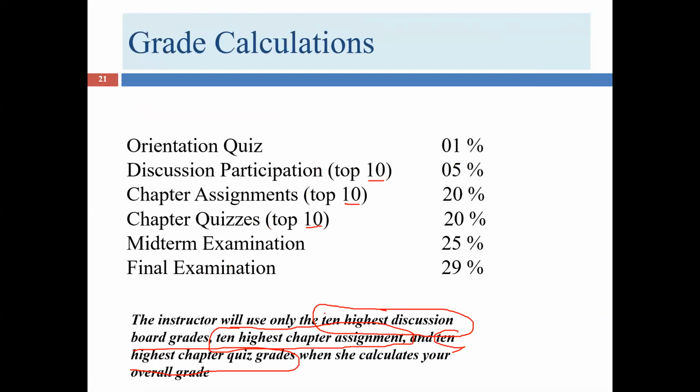Students sometimes forget this, and what students sometimes do is they will go ahead and participate in every discussion board and then not get to 10 chapter assignments or not get to 10 chapter quizzes. That's not good. You want to reach the 10 for each one of these categories, and then if time permits, do the 11th or the 12th or the 13th.